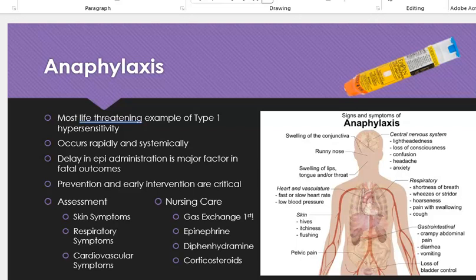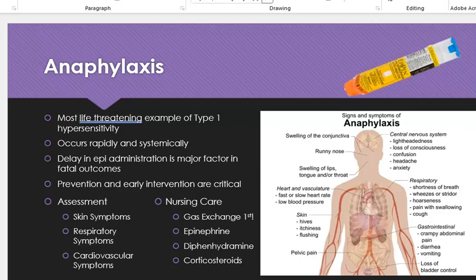The major factor in fatal outcomes of anaphylaxis is a delay in the administration of epi. Drugs and injectable imaging contrast media are some causes of anaphylaxis in acute care settings. Food and insect stings or bites are common causes in community settings.